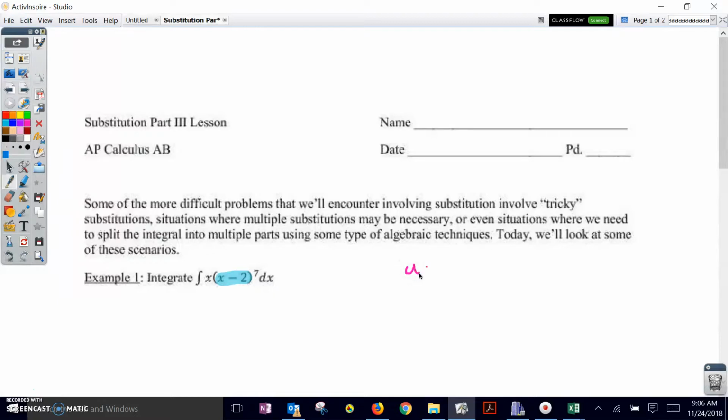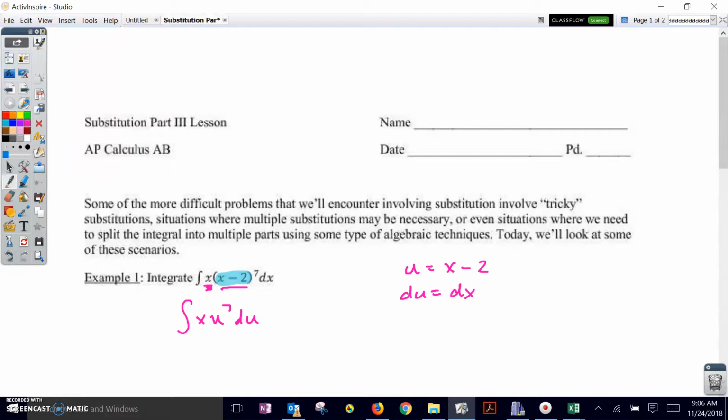So I've got u equals x minus 2, and then du equals dx. And if I tried to do this substitution this way, I would replace the x minus 2 to the 7th with a u, and I would replace the dx with a du, but I still have this pesky leftover x out in front here to deal with. And that's what makes this a little trickier of a substitution.